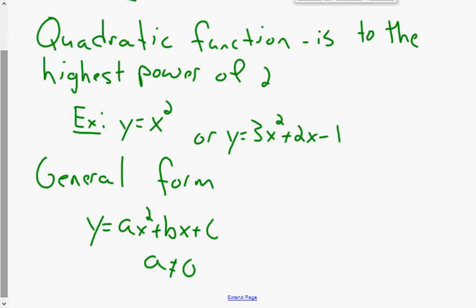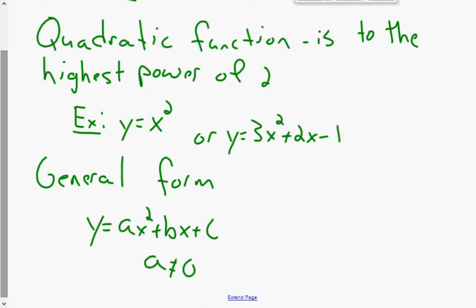Okay, any questions so far? B and C could be 0, negative, positive, doesn't matter. A can be positive or negative, it just can't be 0. Because if A is 0, then the x squared is gone and you don't have a quadratic. Get used to the letters. They're not going anywhere for a long time.